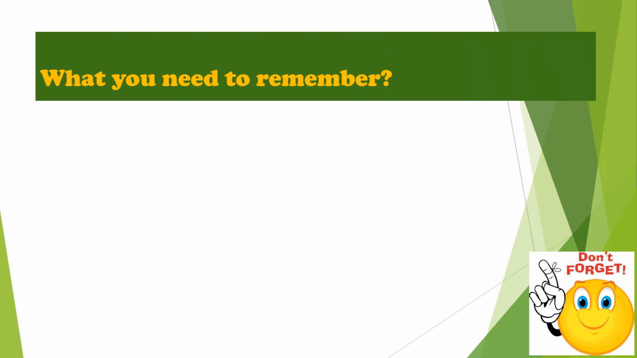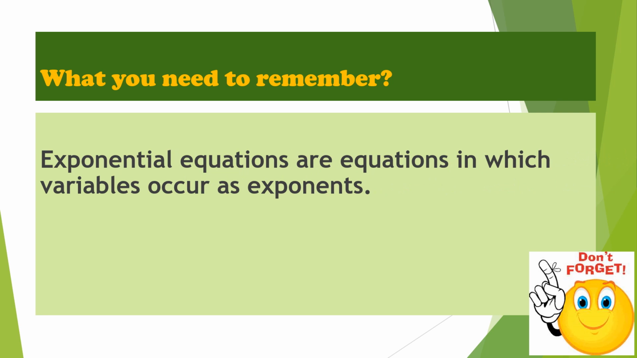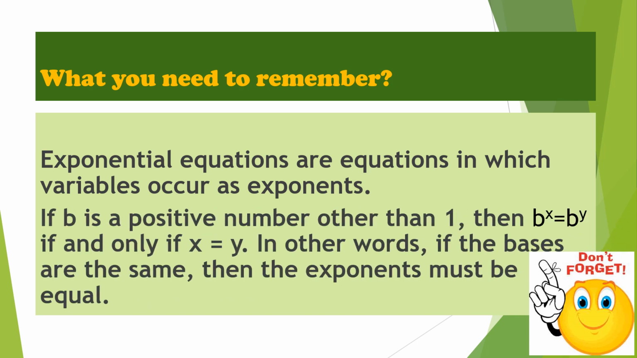What you need to remember. Exponential equations are equations in which variables occur as exponents. If b is a positive number other than 1, then b raised to x is equal to b raised to y if and only if x is equal to y. In other words, if the bases are the same, then the exponents must be equal.